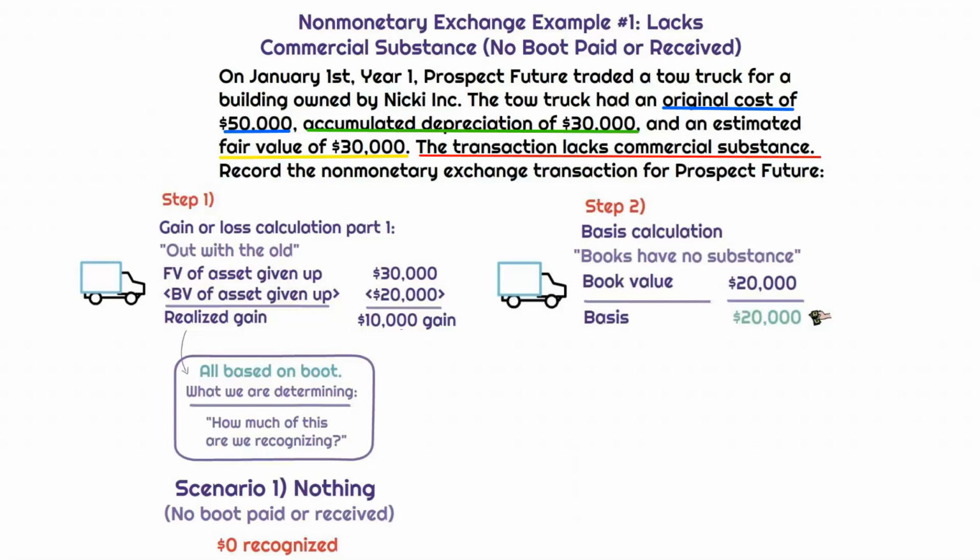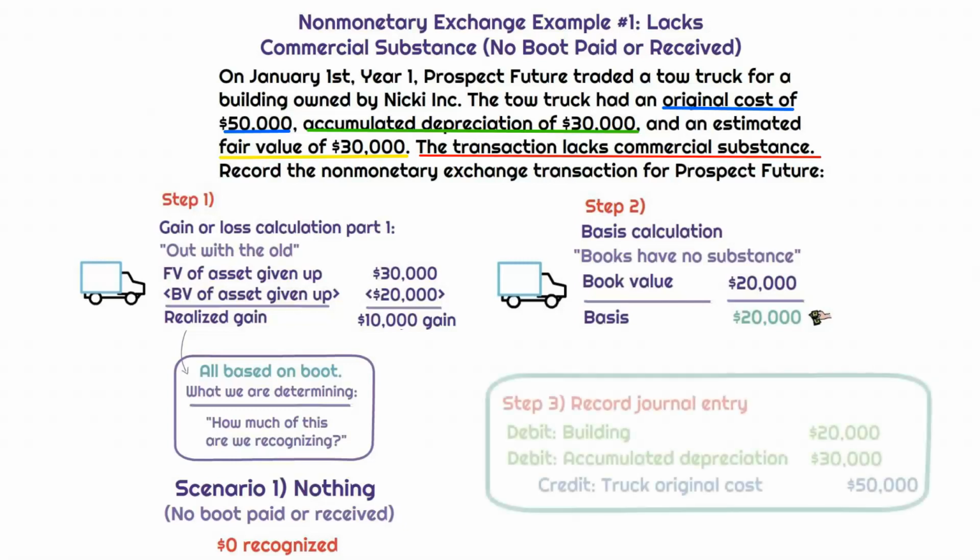But it's a gain. Okay, so none of it is getting recognized today. So the basis is just going to be that $20,000. Again, this is our nothing scenario. So when we think about the journal entry, we're still going to start with the book value of the asset on our balance sheet. When we value the building, we're going to be valuing it at its book value. So the book value of the building would be $20,000.